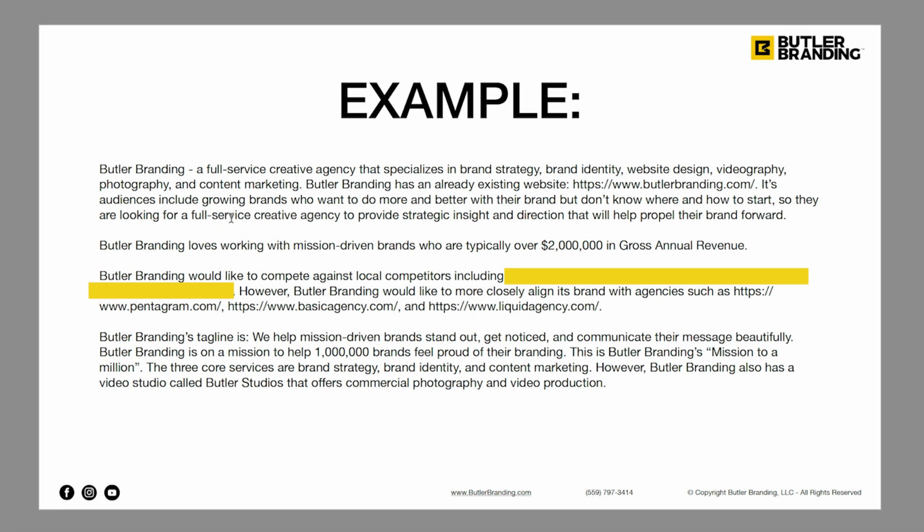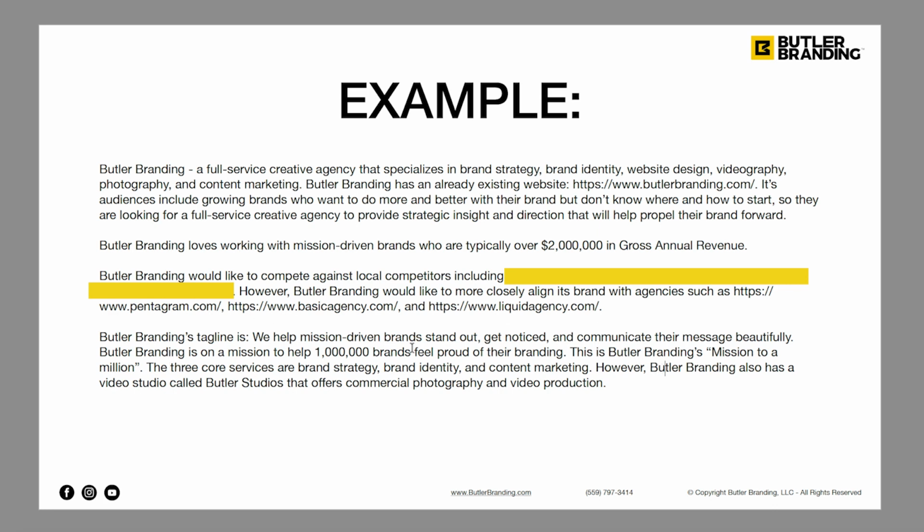So they're looking for a full-service creative agency to provide strategic insight and direction that will help propel their brand forward. Butler Branding loves working with mission-driven brands who are typically over $2 million in gross annual revenue. Butler Branding would like to compete against local competitors, more closely aligning its brand with agencies such as Pentagram, Basic Agency, and Liquid Agency. Butler Branding's tagline is, "We help mission-driven brands stand out, get noticed, and communicate their message beautifully." Butler Branding is on a mission to help 1 million brands feel proud of their branding. This is Butler Branding's mission to 1 million.